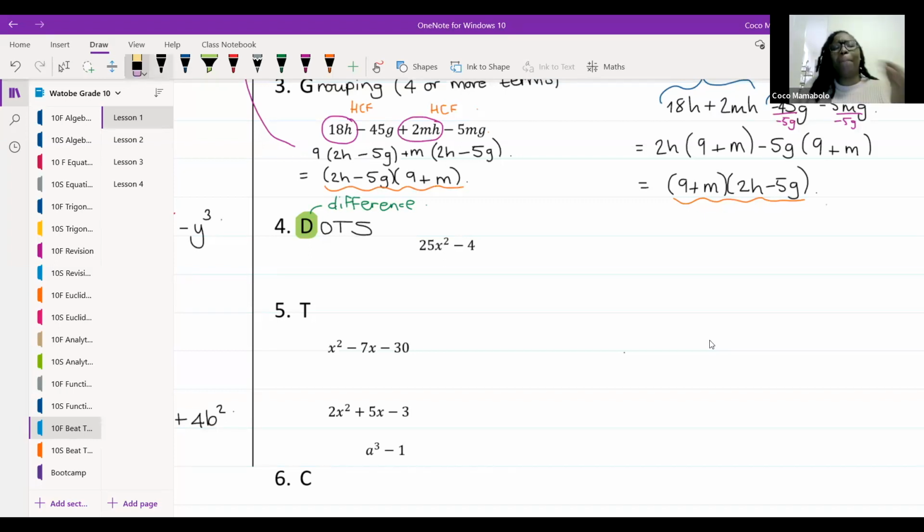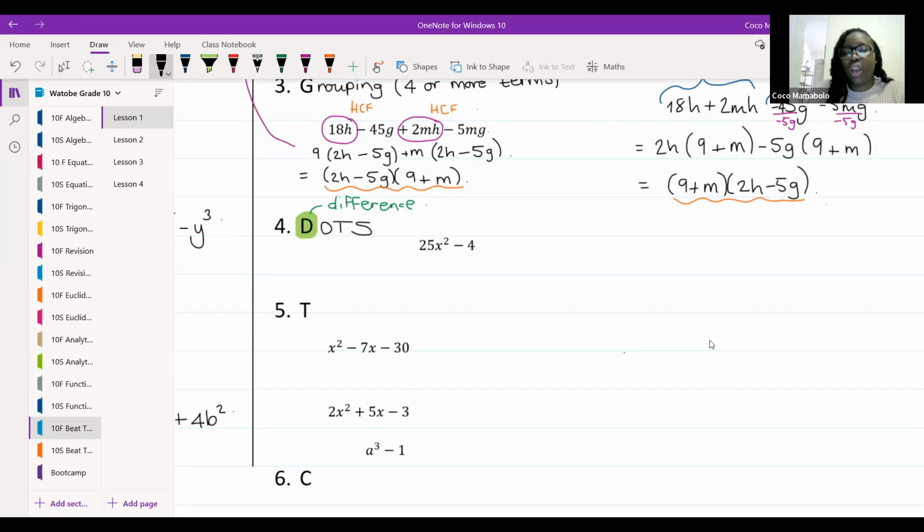Actually, it's not impossible, but that's a different story. That's a day for another day. Okay, good. But we're going to say that it cannot be factorized. Okay, this is its simplest form, unless we take out 1, which is pointless.